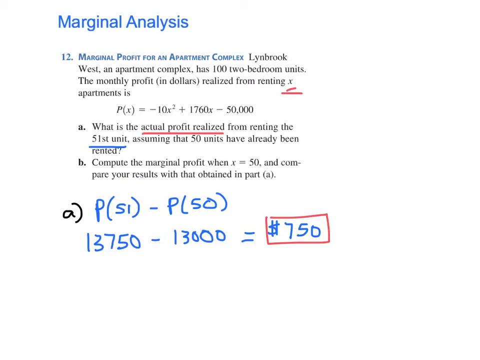Okay, now we can use the marginal profit function to estimate that value, which is what they're asking us to do here. Let's go ahead and start on a new screen, and we'll do this letter B here. We're going to plug 50 into the marginal profit function and compare it to this $750.